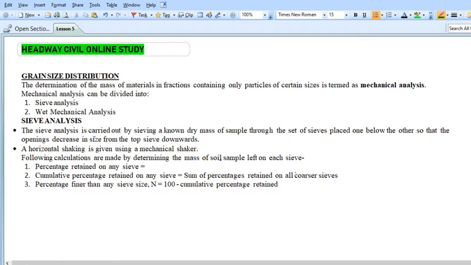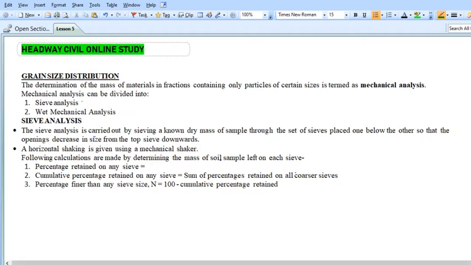In this video, we will learn about the grain size distribution. The grain size analysis is widely used in the classification of soil. The data that are obtained from grain size distribution curves are used in the design of filters for earthen dams and to determine suitability of soil for road constructions.